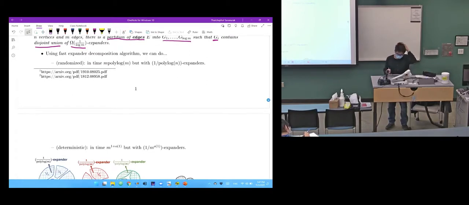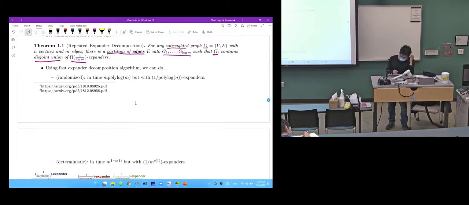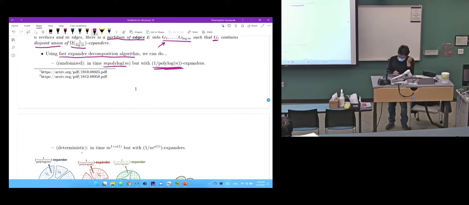As I said here, if you use a fast expander decomposition algorithm instead, you can get this decomposition in m polylog time where each expander is this quality. Or you can do it deterministically too, but with worse quality and time.